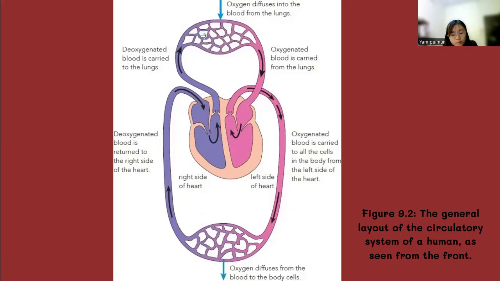The deoxygenated blood enters the right side of the heart, and then it will be pumped to the lung to get the oxygen. As we look at the heart diagram here, the left side and the right side are actually the opposite of our left and right. This is because the diagram shows the heart as if it were inside your chest. So the right side of the diagram is actually your left side, and the left side of the diagram is actually your right side. That's why here is the left side of the heart, and here is the right side of the heart.